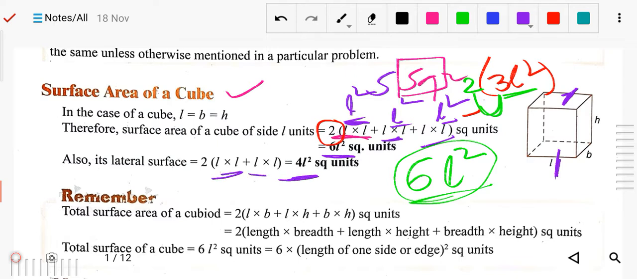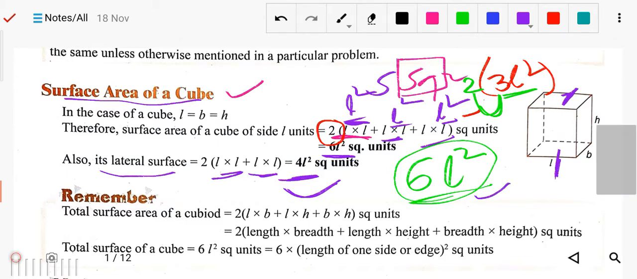L into L plus L into L. Okay, so this will be L square plus L square, 2L square, plus 2 again, which will be 4L square. So this is the lateral surface area of the cube, and the surface area of the cube will be 6L square. Okay, so this is the formula for cube and cuboid.